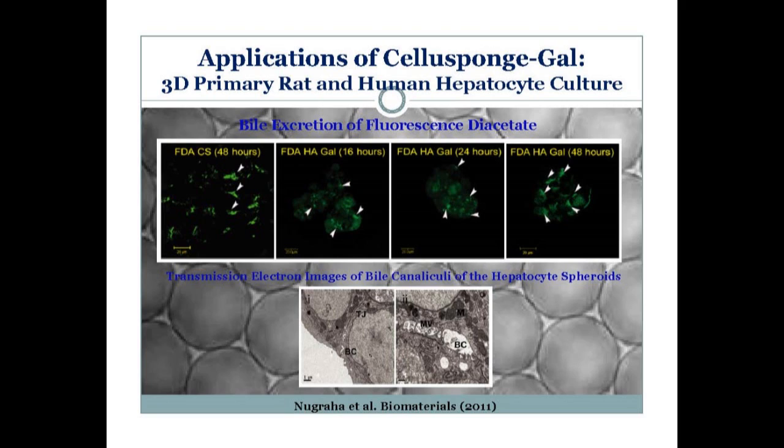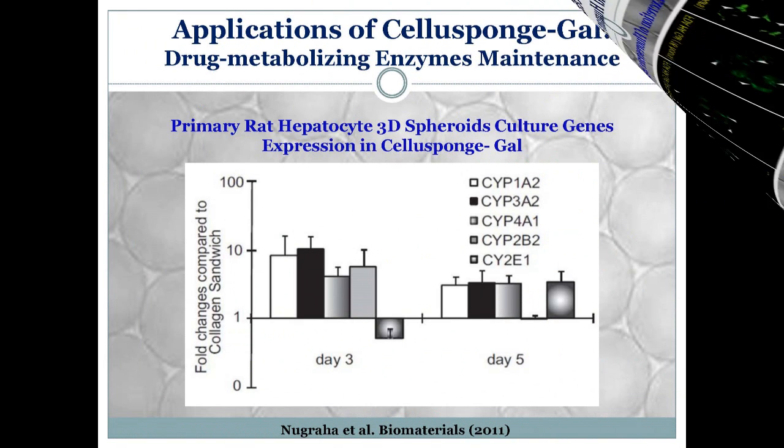The picture on the lower left is the subcellular microstructure located inside of the hepatocyte spheroid. The spheroid is cultured for 48 hours. It demonstrates a space between neighboring cells, the bile canaliculus, with presence of microvilli.